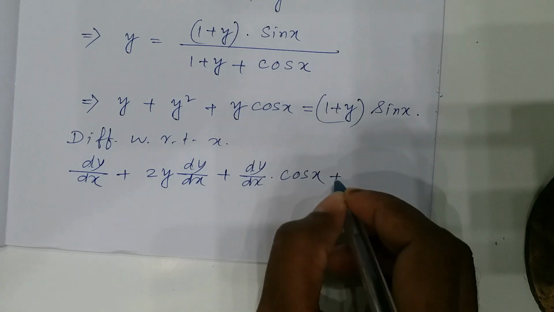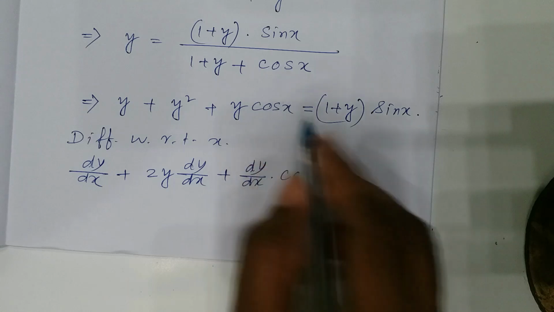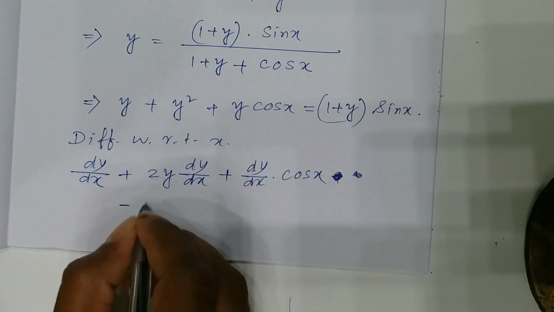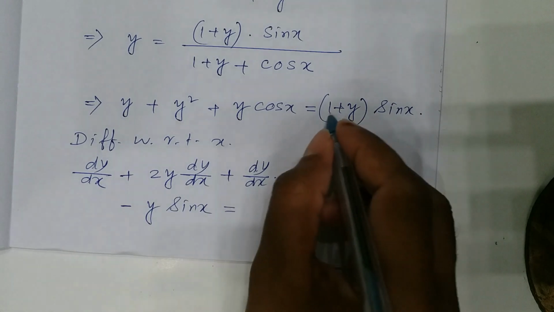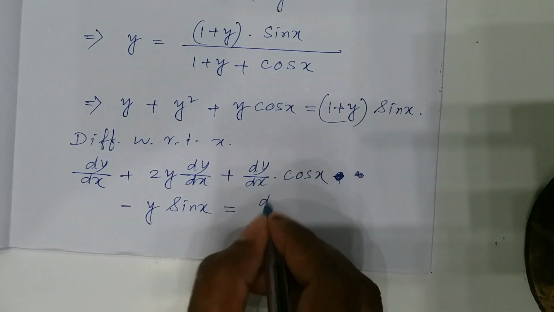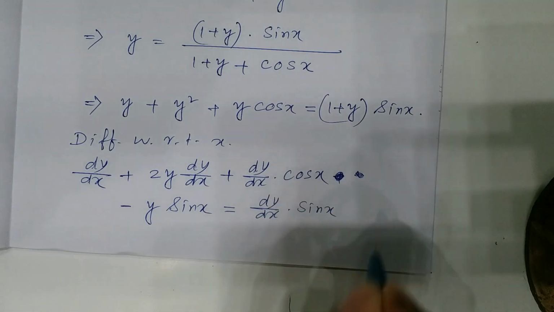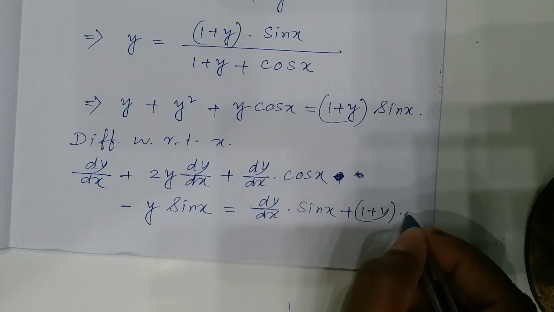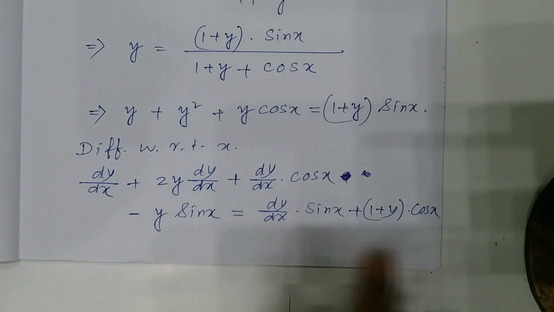Then plus, so not plus, it will be minus because the derivative of cos is minus. So it is minus, I write here, minus y sin x is equal to 1 plus y derivative, which is only dy/dx. Then sin x remaining same, plus (1 plus y) remaining same into the derivative of sin x, which is cos x. So this is the derivative of the function.